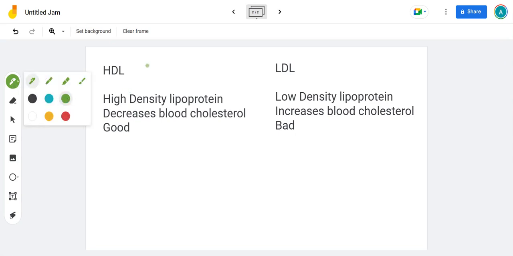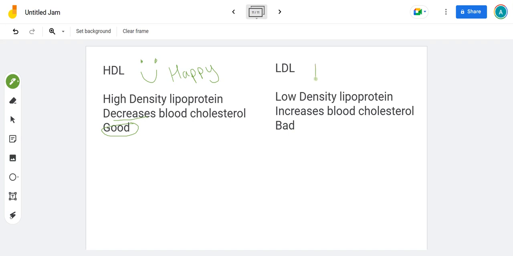But for the majority of people, if we say HDLs, I say in my mind, not in an exam, H for happy, good, decreases blood cholesterol, and L, low, sad. They're the bad ones. They bring too much cholesterol into our blood. That's a bad thing. That's a danger. That's a risk factor for CVD. That's the way I remember it, just as a little prompt of which one is which.